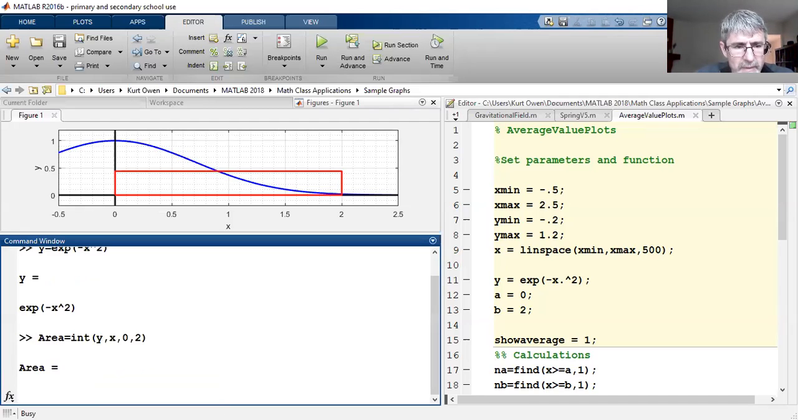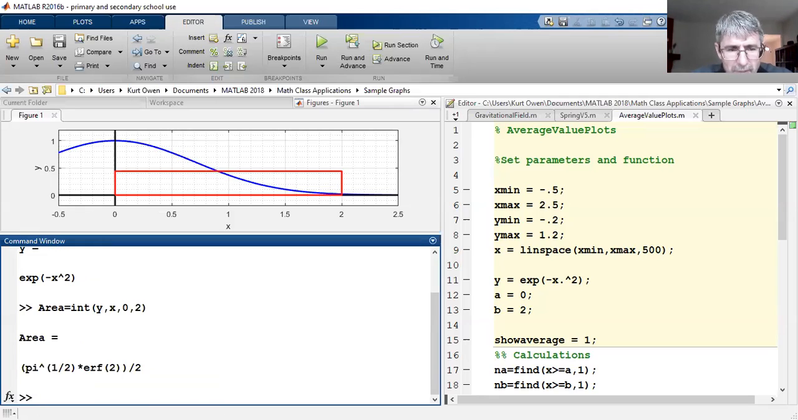So if we put that in, it tells us that the area is this complicated function. You probably don't know what the erf function is. So because we don't know that, let's actually change it to a number. So we're going to take the area and we're going to assign it the numerically evaluated value for the area. So we can see that the area is 0.8821. Now that's the area under the blue curve.